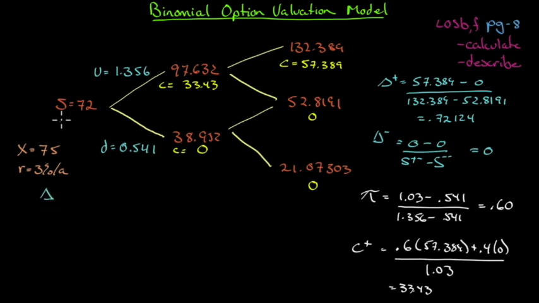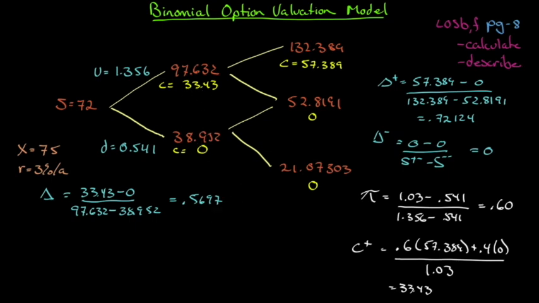We can figure out what our delta is at this point. Although for here, we're not really going to use delta. Notice that we didn't use these deltas at all. We will at some point, but I just want you to be aware of the order in which we calculate things. To calculate delta here, we needed a value for C up here. Remember, it's C plus minus C minus, right? So it'll be 33.43 minus 0 over the prices, which we have as 97.632 minus 38.952, and that'll give us 0.5697. Again, we'll interpret these later on. I just want you to see the order.